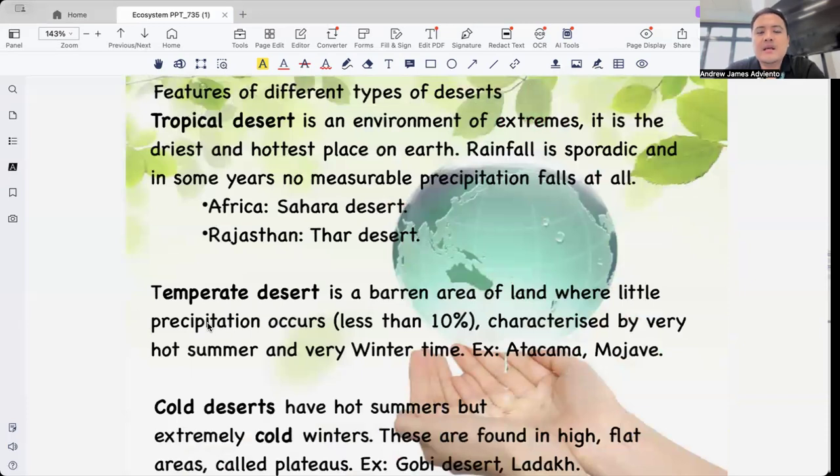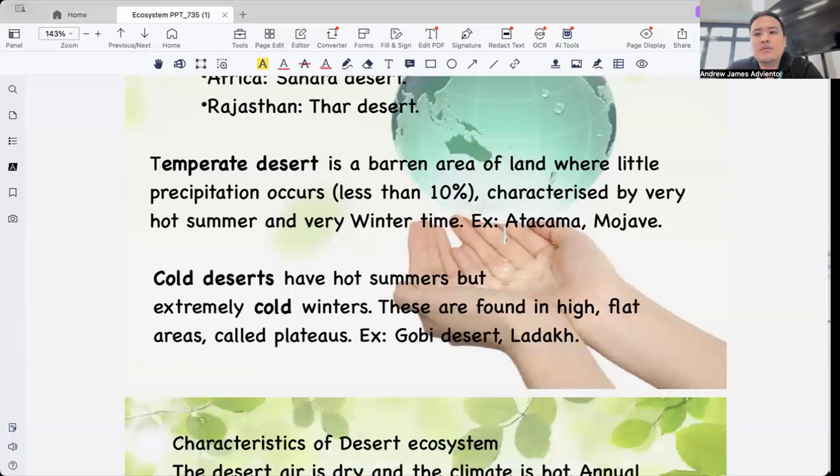Examples of these deserts include the Sahara in Africa and the Arabian desert. These deserts are characterized by high temperatures year round, intense sunlight, and minimal rainfall. Vegetation is sparse, mostly cacti, shrubs, and succulents. And animals like camels, lizards, and scorpions have special adaptations to conserve water.